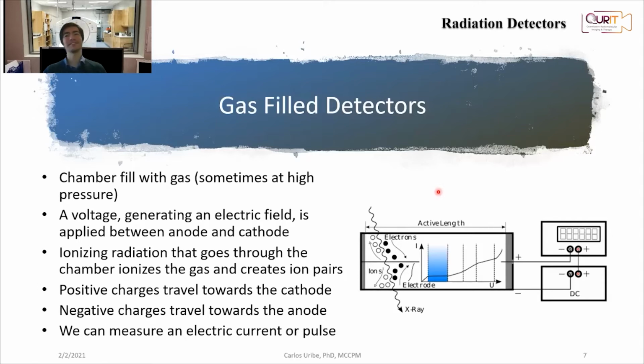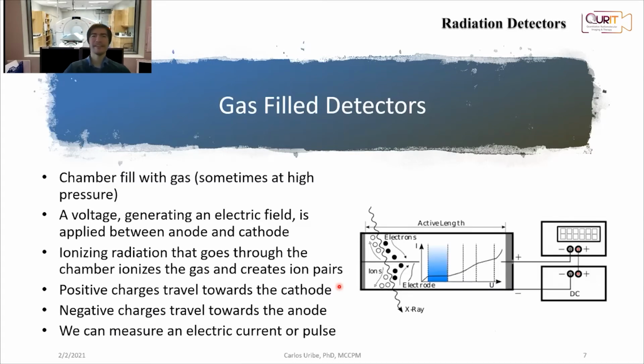So positive charges are going to move towards the negative pole of the battery, and negative charges are going to move to the positive side because of that electric field there. So positive charges travel to the cathode, which is negative. Negative charges travel to the anode, which is positive. And when these charges are moving, what we can measure on the other side of the device is an electric pulse or an electric current.